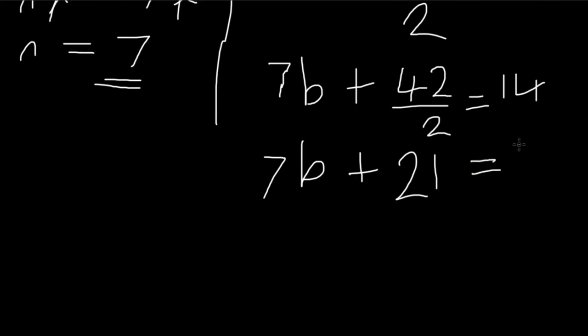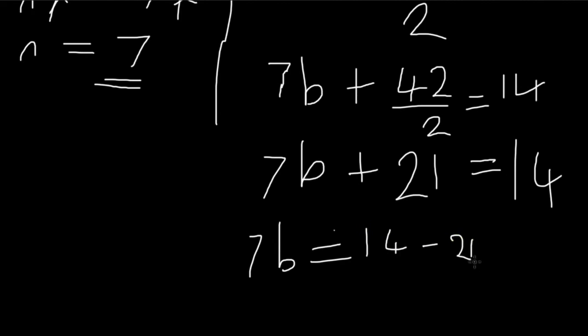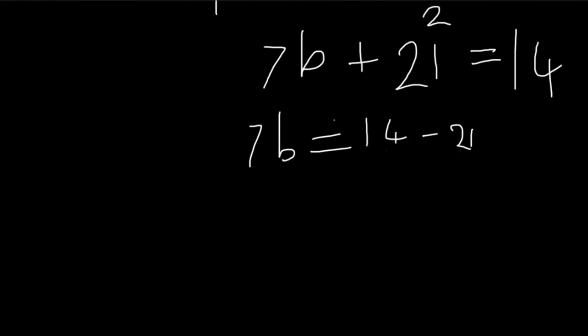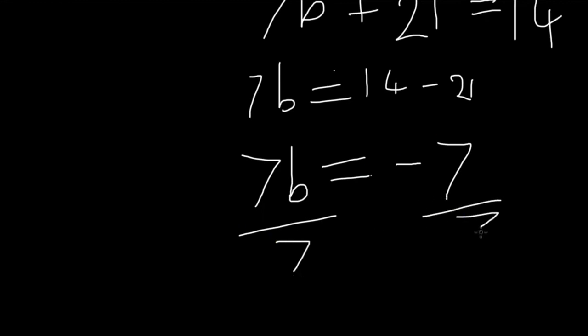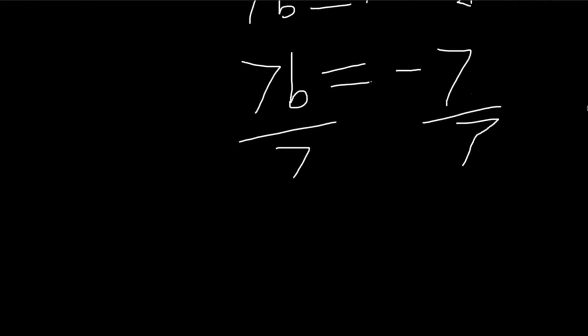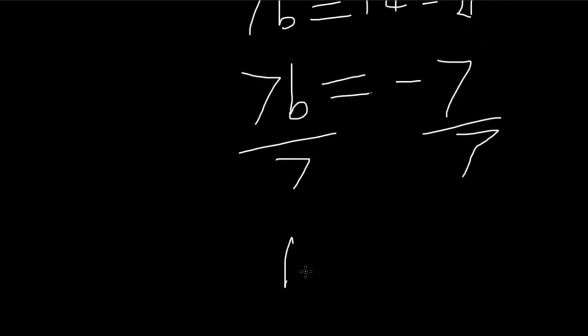is equal to 14. So when we take this 21 to the other side, we're going to have 7b is equal to 14 minus 21. So 14 minus 21, we all know is equal to negative 7. So I'm going to say 7b this side is equal to negative 7. Then we divide by 7 on both sides, and our final answer will now be b is equal to negative 1.